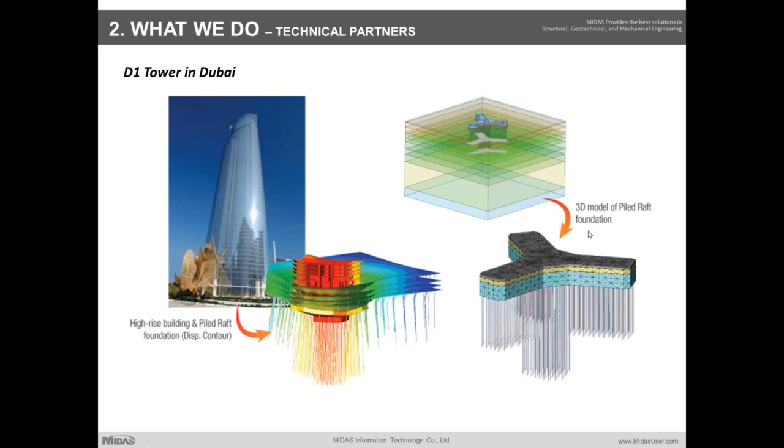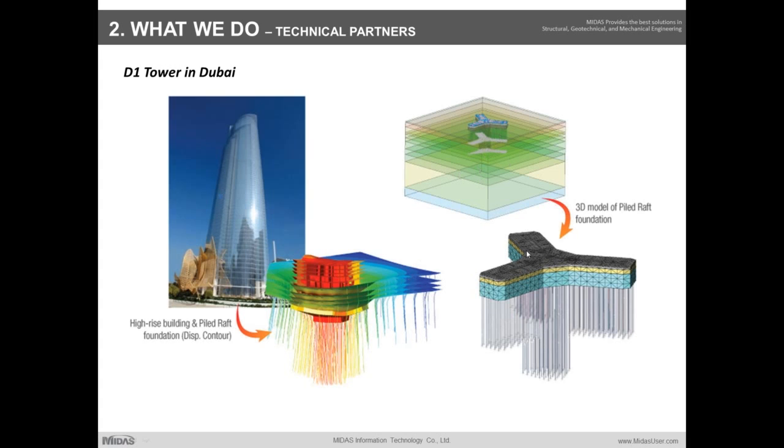As far as this tower, this is called the D1 tower. It's about 80 stories tall and 930 feet total height. And as far as the foundation, Midas GTS was used to design the pile raft foundation as well as these basement levels. So as you can see here, there's the initial stages of the model.